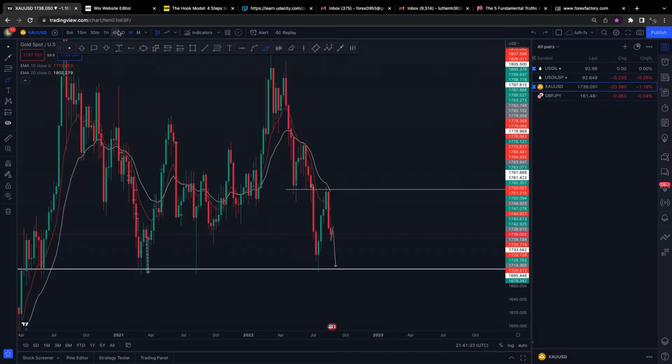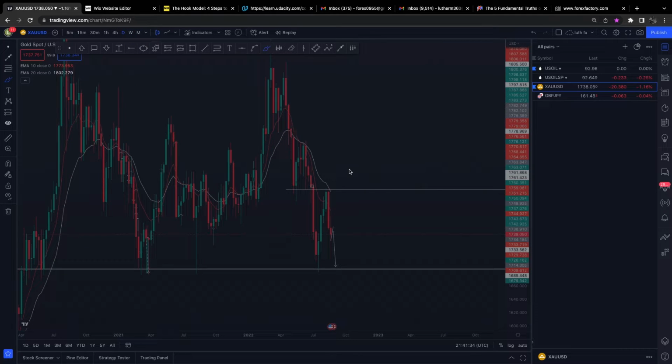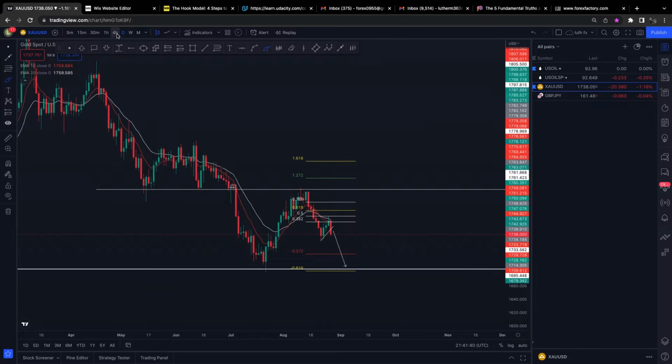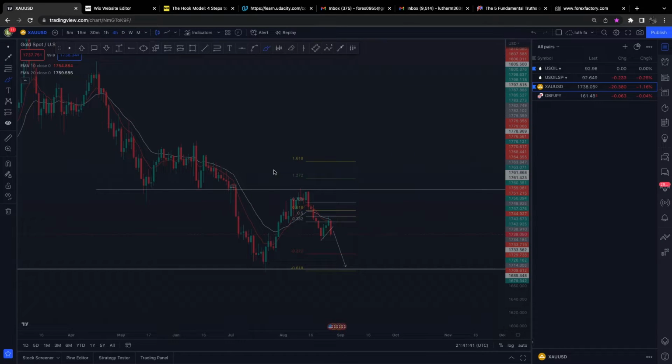Now let's move to a daily time frame and see what is currently happening on the daily time frame. Sorry, I think I moved.